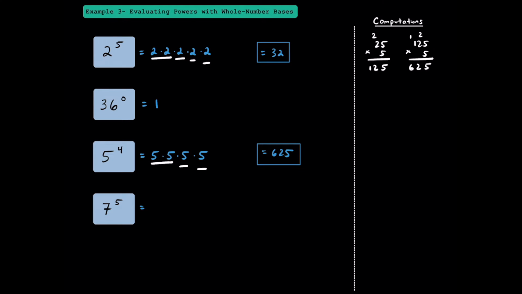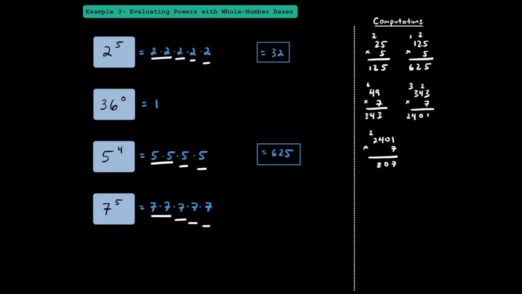And for this last one of 7 to the 5th power, that's going to be 7 times 7 times 7 times 7 times 7. 7 times 7 is going to be 49. And let's multiply that 49 by 7. 49 times 7 is going to be 343. Now we have to multiply that by 7. That's going to be 2,401. And one more time, we have to multiply by another 7. 7 to the 5th power is equal to 16,807. Together, we just solved 4 of these powers.